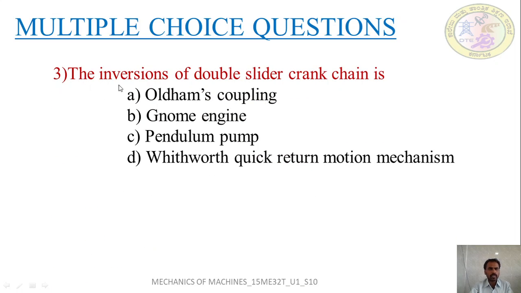The next question is, the inversion of the double slider crank chain is Oldham's coupling, Gnome engine, pendulum pump, or Whitworth quick return motion mechanism. So which is the answer? The answer is Oldham's coupling. The Gnome engine, pendulum pump, and Whitworth quick return motion mechanism are all inversions of the single slider crank chain, whereas Oldham's coupling is the inversion of the double slider crank chain.